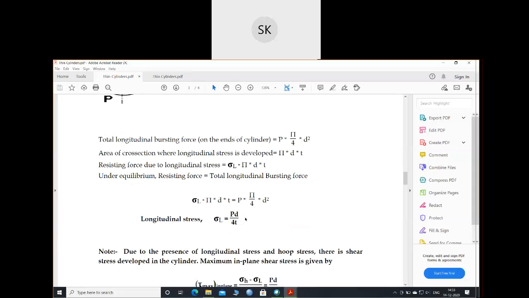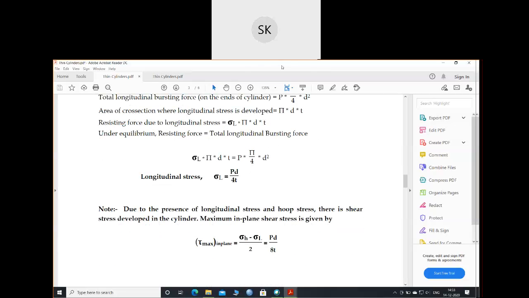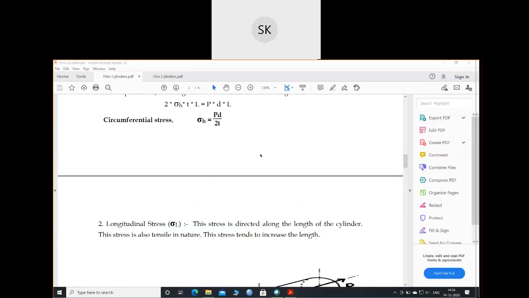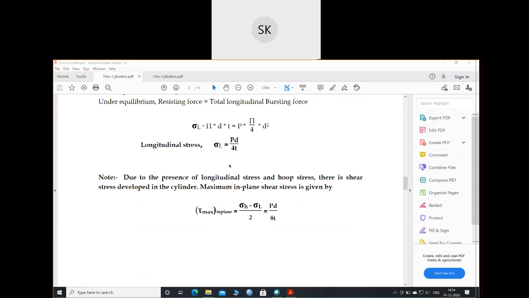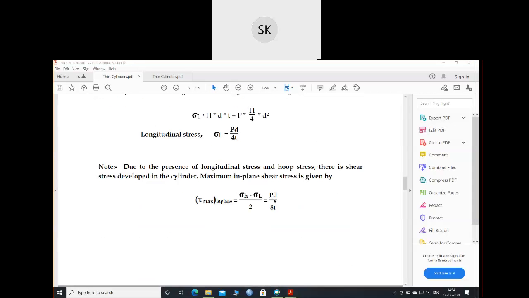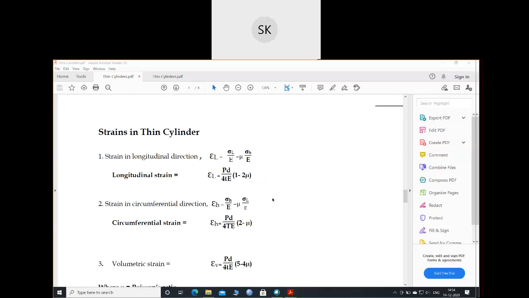Now see, due to the presence of longitudinal stress and hoop stress, there will be some shear stress developed in the cylinder, and the maximum in-plane shear stress is given by PD by 8T. So remember this point: your hoop stress is PD by 2T, longitudinal stress is PD by 4T, and your shear stress is PD by 8T. Now here come the important points. You should remember these formulas also.